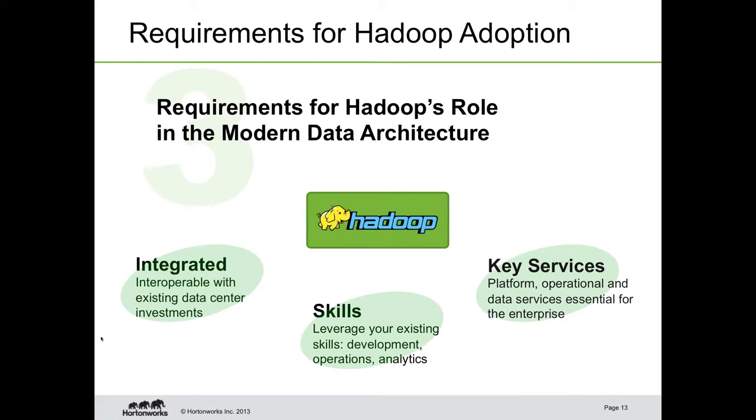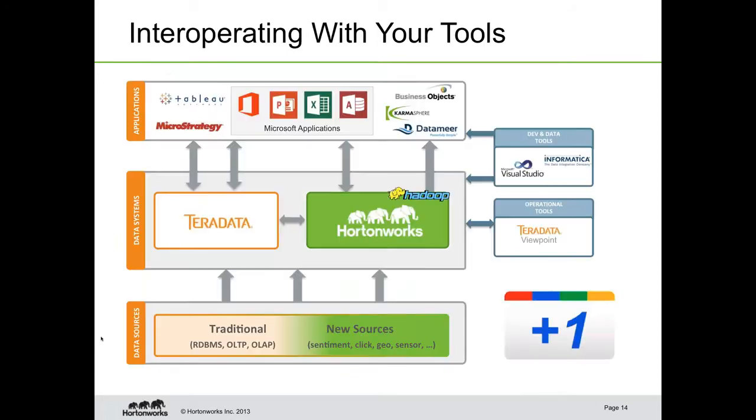So just to summarize, it has to be integrated with your existing infrastructure, it has to enable you to take advantage of your existing skills, and it has to provide all of the key services of a modern data platform, operational services and utilities. And the good news is that's what the Hortonworks Data Platform does provide, and it provides it alongside of Teradata. And as we said, Teradata, Hadoop is a +1. It's additive to this overall infrastructure in terms of the modern data infrastructure. You can see some example tools that are integrated here, as well as Teradata. And again, you'll hear more about that integration with Teradata tools in just a second.